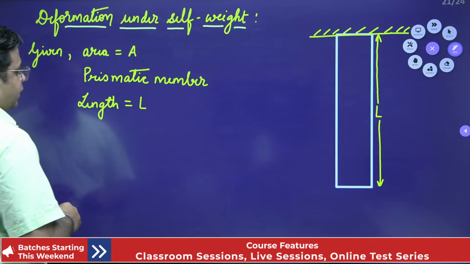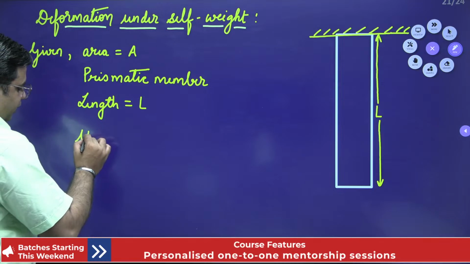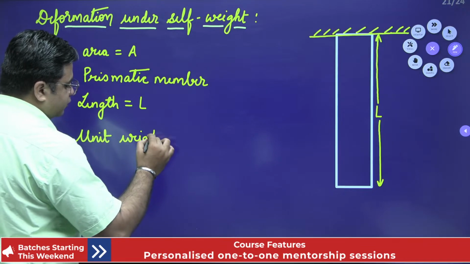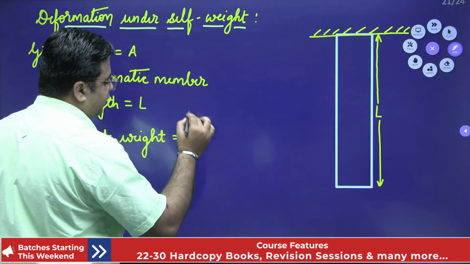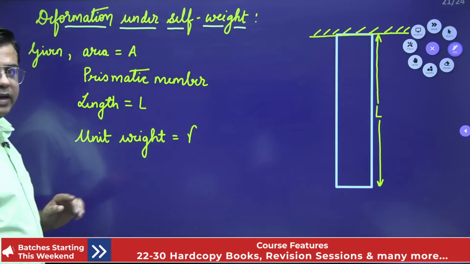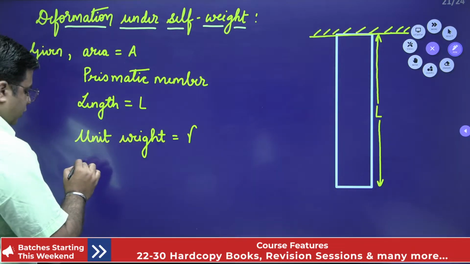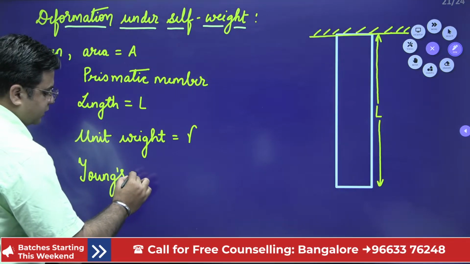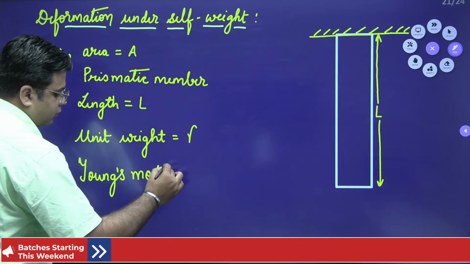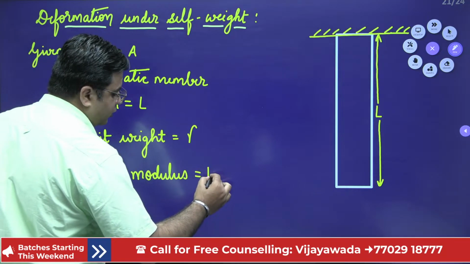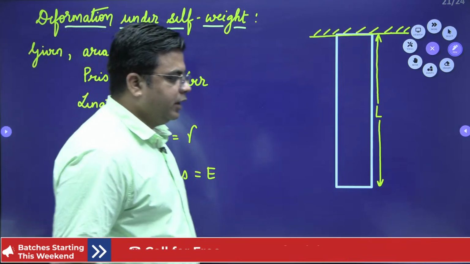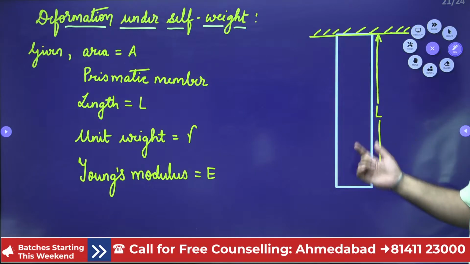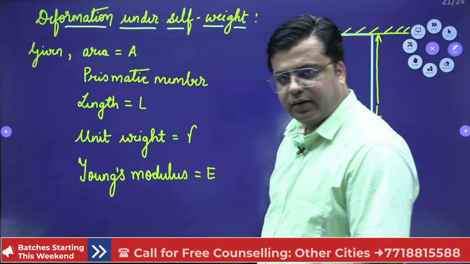Next, the unit weight of the member is gamma. Next, Young's modulus is E, right? And we need to calculate the total deformation this member will undergo under its self weight, correct?